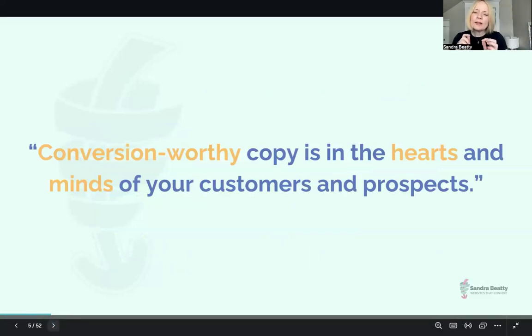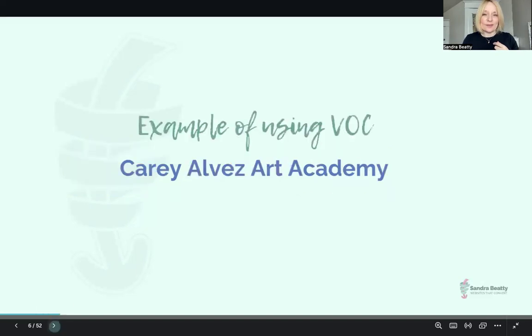But the reason it's so important is because voice of customer is already things that are in their hearts and in their minds about how they feel about their problem, how they feel about the transformation they're seeking. And when you can use those kinds of words, or even direct quotes from things that people have said, that's how you start getting conversion-worthy copy. That's how you start getting more leads. So I'm going to give you some examples here.